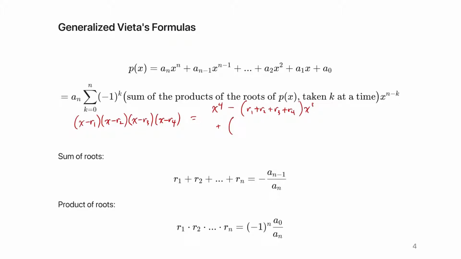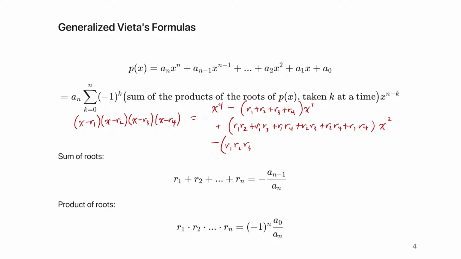So now we'll have r1 times r2, r1 times r3, r1 times r4, so on and so forth, right? r1r2 + r1r3 + r1r4 + r2r3 + r2r4 + r3r4, times x squared. Minus, now it's going to be the sum of the products of all the ways I can choose 3 of the roots and multiply them. So what will I have then?